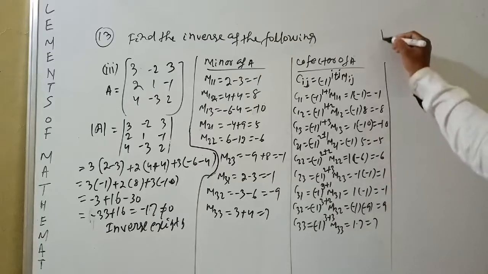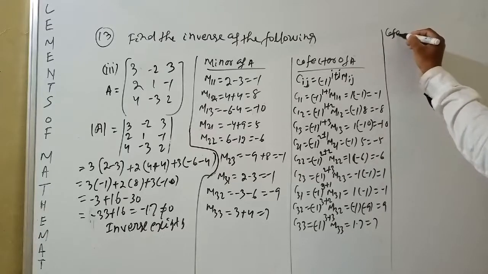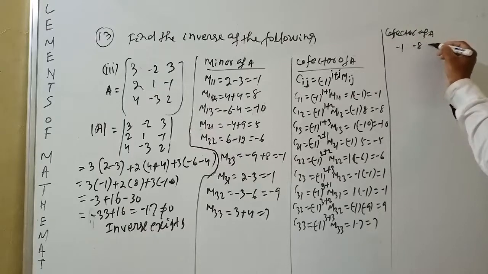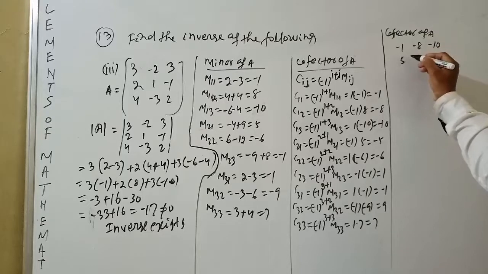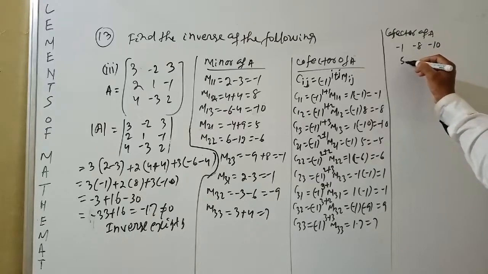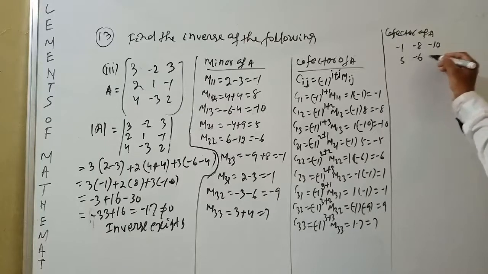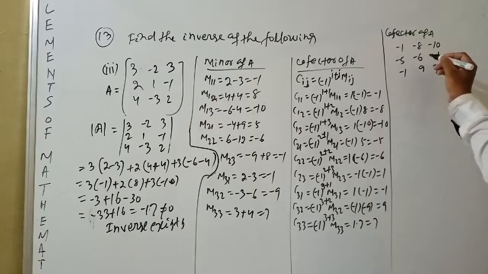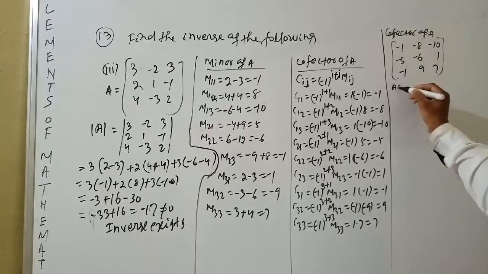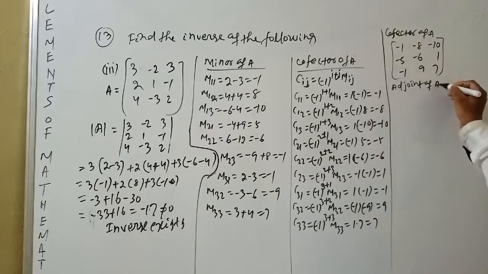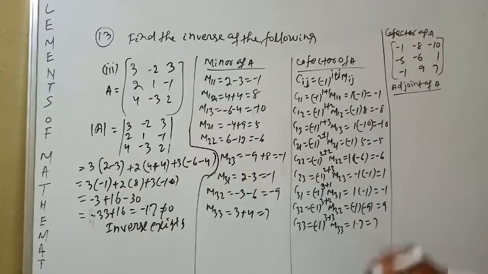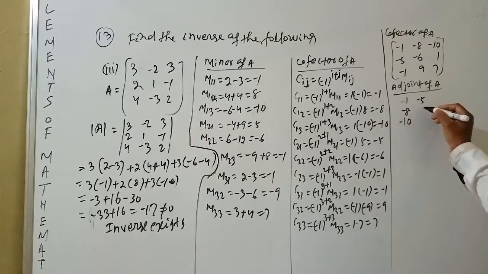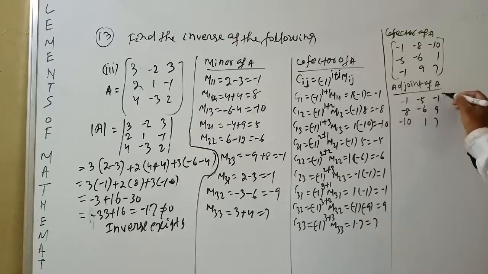Okay, then cofactor of A is equal to minus 1, minus 8, minus 10; minus 5, minus 6, 1; minus 1, 9, 7. Okay, then find adjoint of A, which is the transpose of cofactor of A, that is minus 1, minus 5, minus 1; minus 8, minus 6, 9; minus 10, 1, 7.